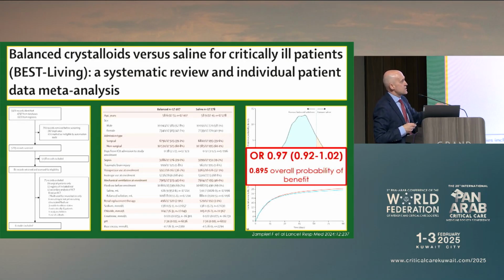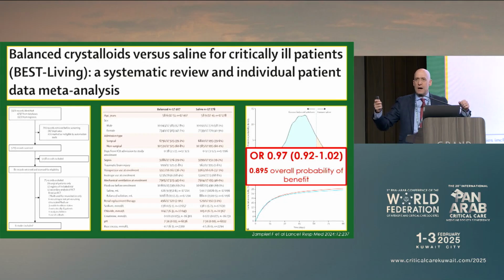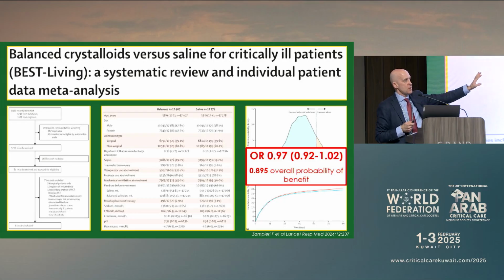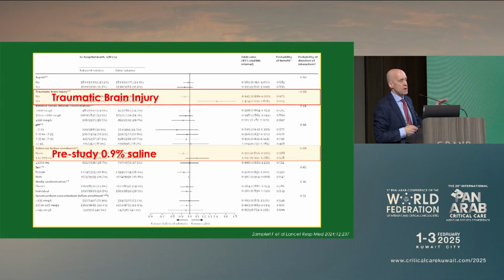And so obviously, Fernando Zampieri and colleagues led an individual patient data meta-analysis of all these big trials. And basically what they found was that on the whole, balanced crystalloid solutions are probably associated with a reduction in odds of negative outcomes in terms of mortality for patients. And using a Bayesian hierarchical approach, the probability of balanced crystalloids having a benefit relative to saline was about 90% across this analysis. Importantly, two subgroups came out that were important.